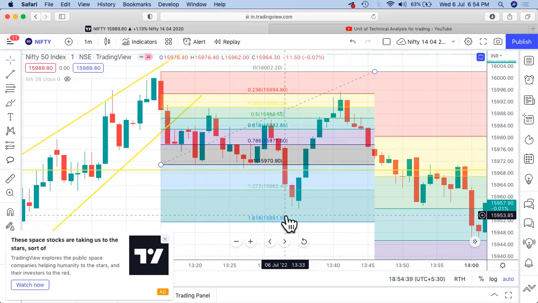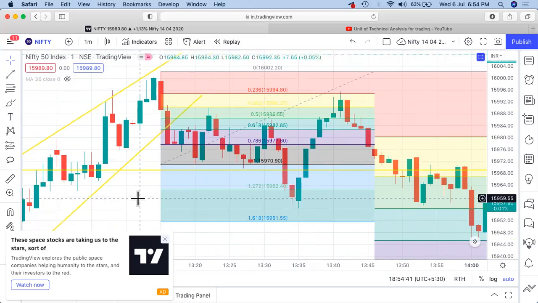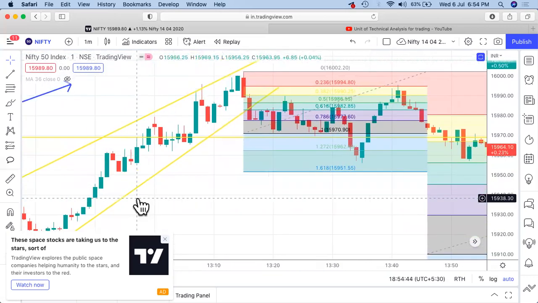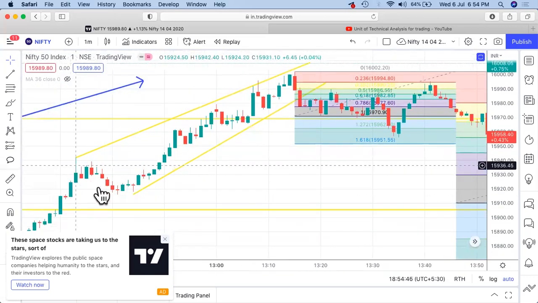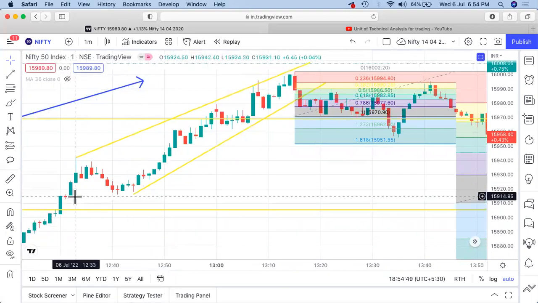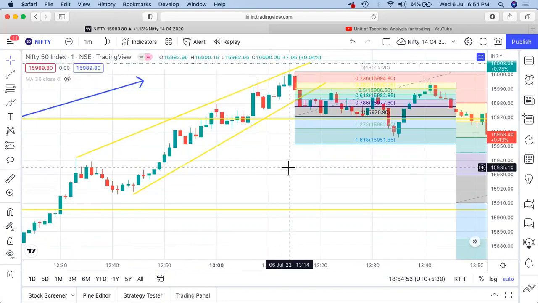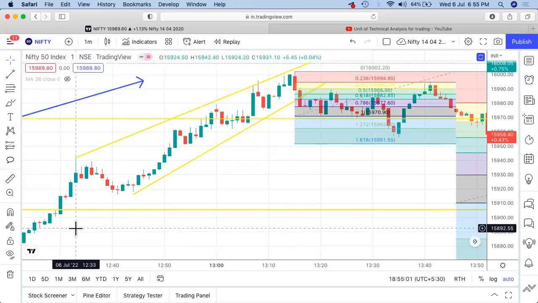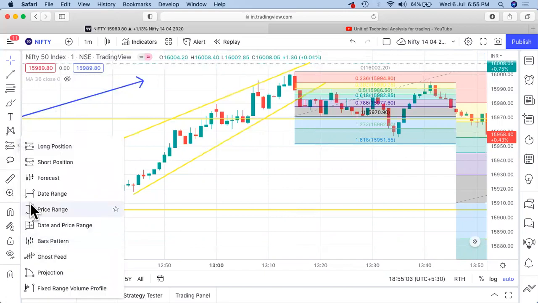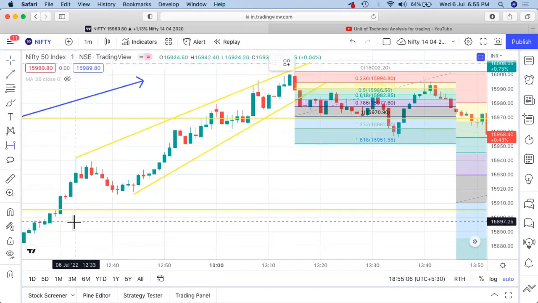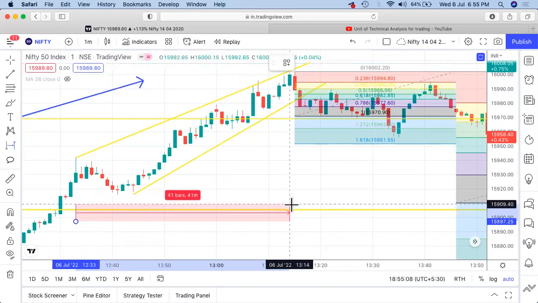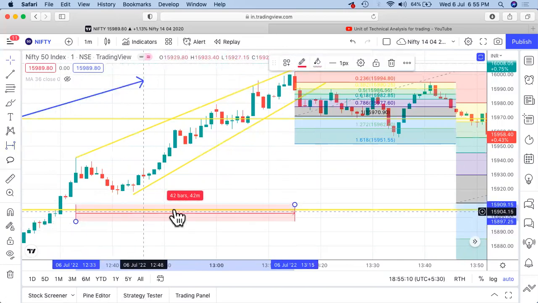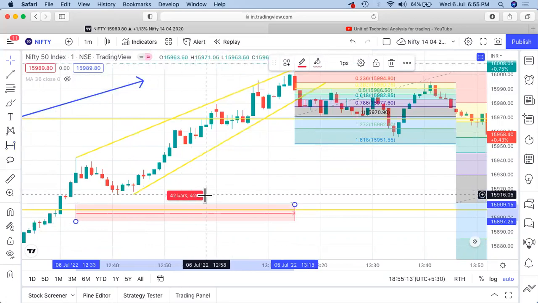the rising wedge is there for a longer time or a shorter time, for example, this has been there for, it started from somewhere around 12:33 and has been going up till 1:15. So the time period was approximately 45 minutes. We'll see that in terms of date range. So you see that this has been around for 42 minutes, right?